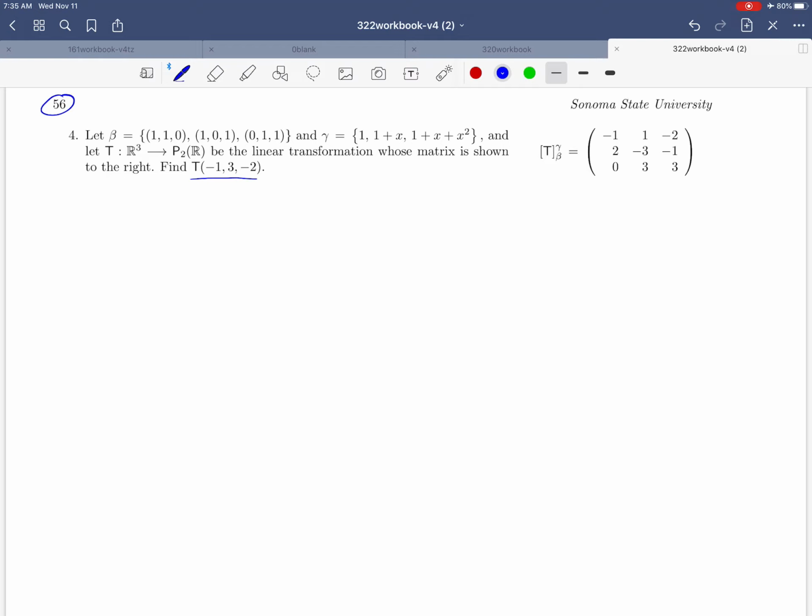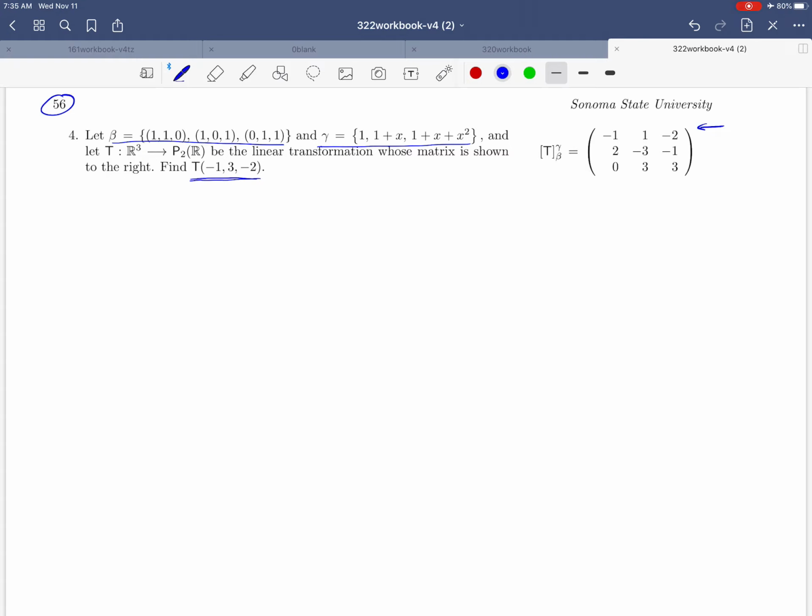So they start us off with two bases, beta equals this and gamma equals this, and T is taking us from R3 to P2 of R. Again, they're giving us this matrix and asking us to use the matrix to help us figure out what T of (-1, 3, -2) is. Okay, how do we do this?